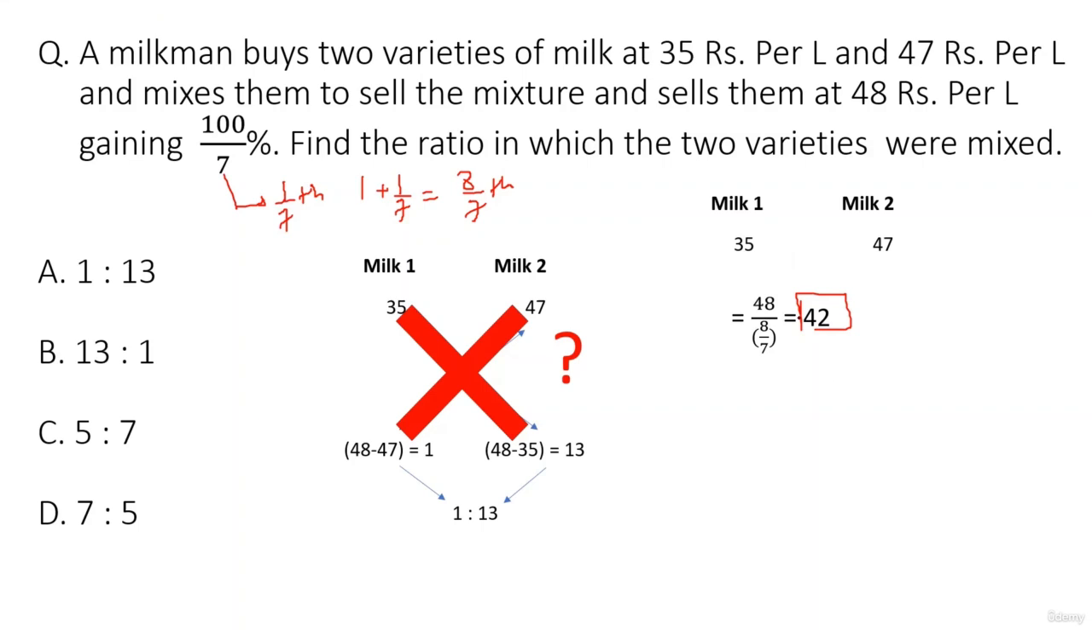Now I apply the alligation for these three quantities, 35, 47, and 42. That gives me the ratio as 5:7. That's your correct answer, option C.